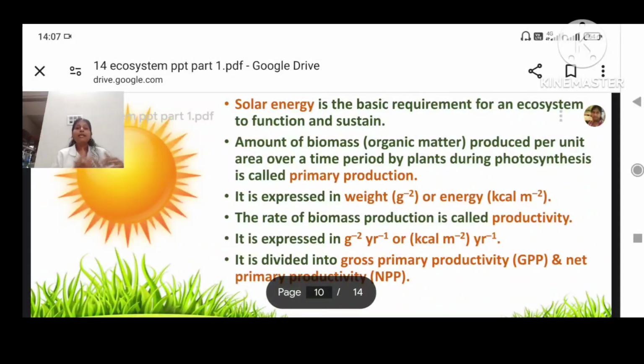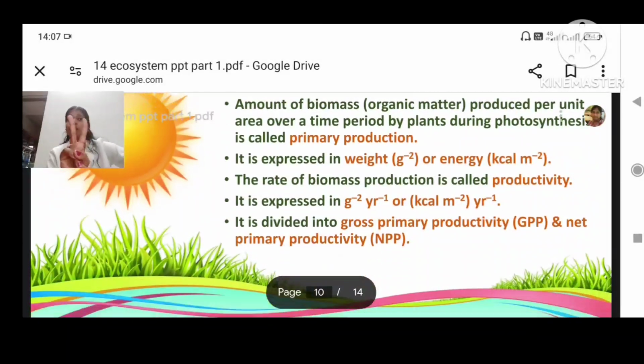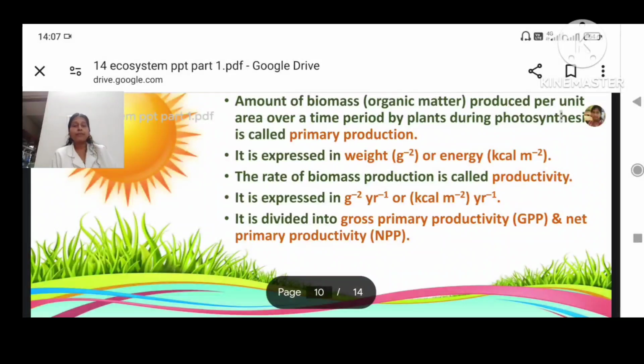Clear? And this productivity can also be divided into two. Primary productivity can be divided into how many types? 2 types. So what are the 2 types? One is gross primary productivity and the second one is net primary productivity. What do you mean by gross and net? Gross means the total amount the plants are making in photosynthesis. How much amount of food is being prepared, organic matter and biomass produced by the plants during a specified time, that we call gross primary productivity.